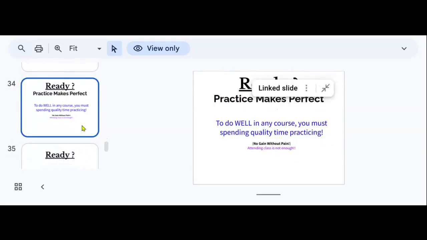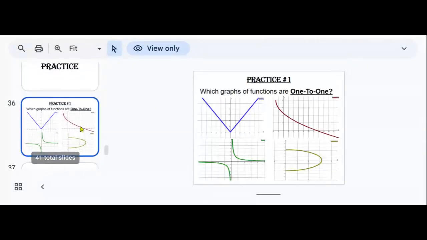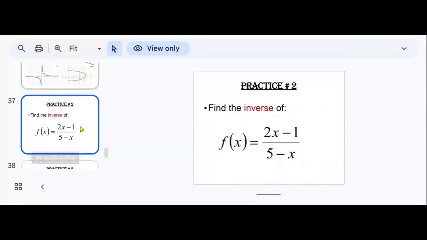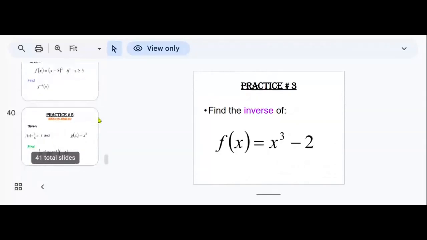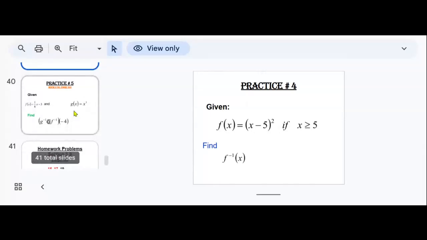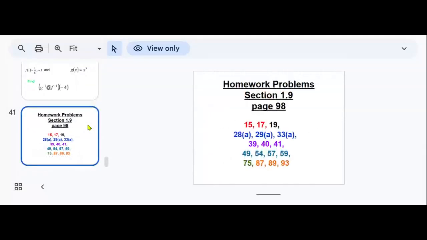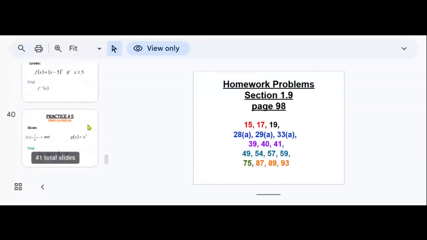Now, after this, we have what? Classwork, right? The practice, 1, 2, 3, 4, 5. Don't worry about this one, okay? So you have 5 here for homework practice. So far so good. Let's take a break, 10 minutes, and then we come back.